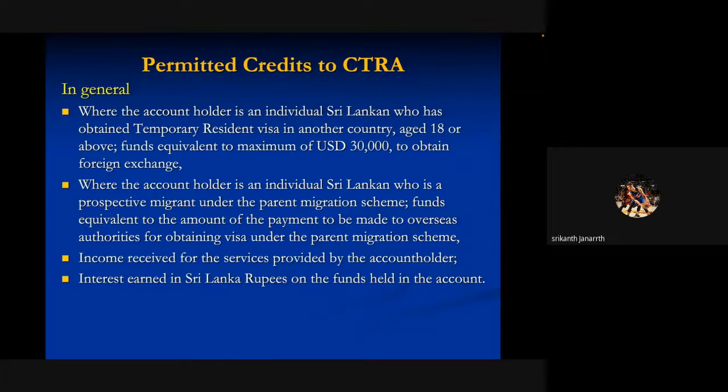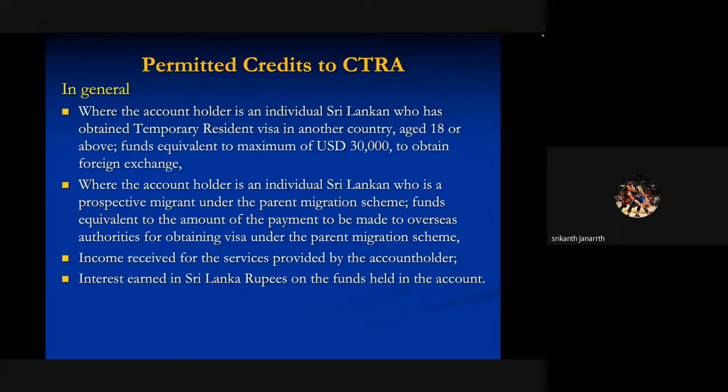In general, permitted credit to CTRA, where the account holder is an individual from Sri Lanka who has obtained temporary TR, right? Another country, 30,000 to obtain foreign exchange. So whatever rupee amount he can credit to his CTR account, he can credit 30,000 because he has the LKR account. He's now trying to migrate under TR. He can credit up to 30,000 because he can take about 30,000 maximum. So he can transfer from his account to the CTR account.